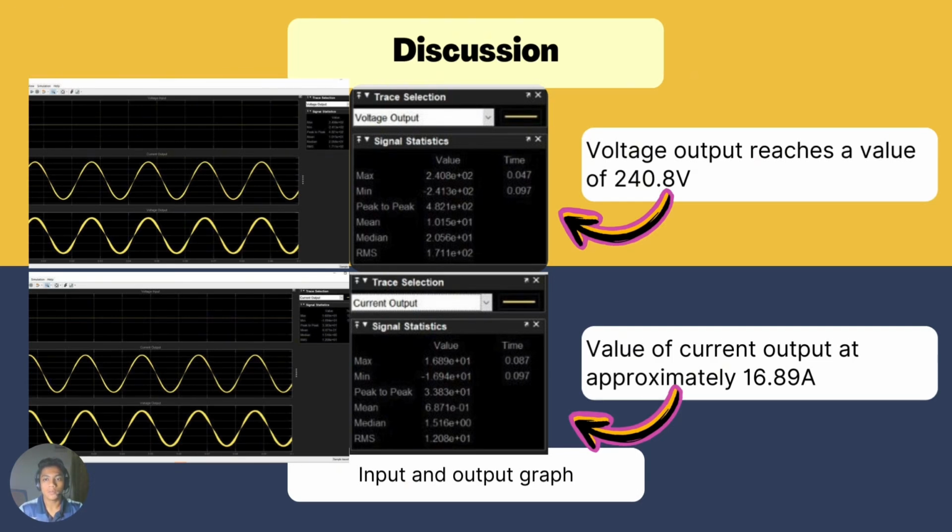And we can see the figure at the top shows the sinusoidal waveform that has reached the value of voltage output, while the figure at the bottom shows the sinusoidal waveform of the current output at approximately 60.89 ampere. Okay, for the next discussion, we will go through each one.